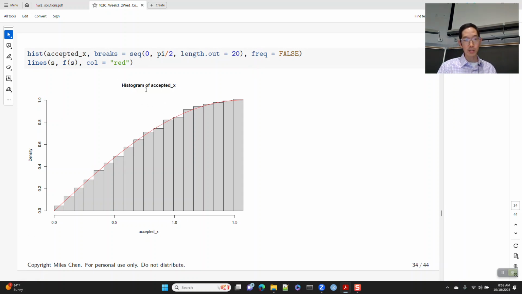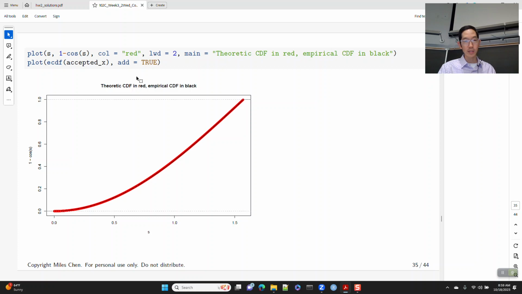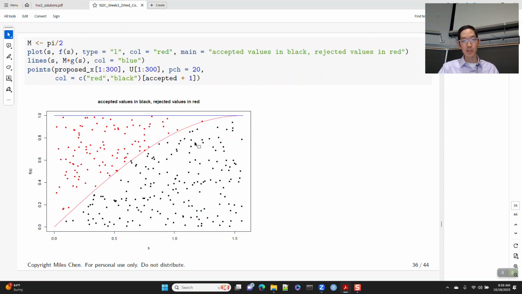Our accepted values versus the PDF here, okay? And here again you can do empirical CDF versus the theoretic CDF. So here our theoretic CDF, if you integrate, will be 1 minus cosine, and so it looks like that. We're going to plot our empirical CDF, and indeed they match up very closely.